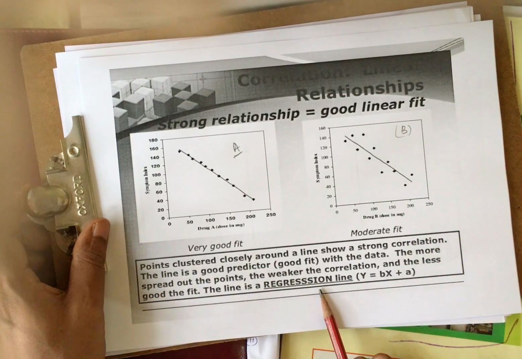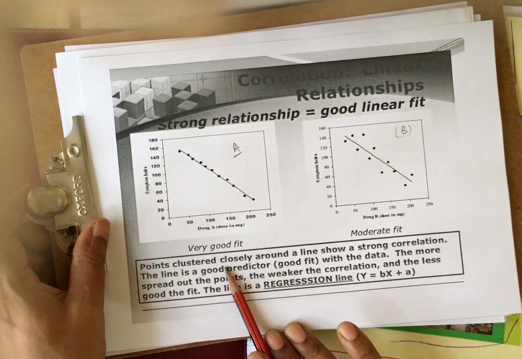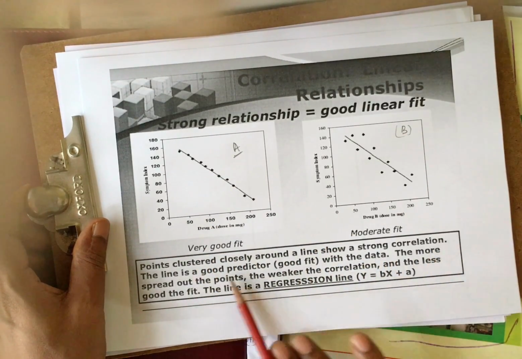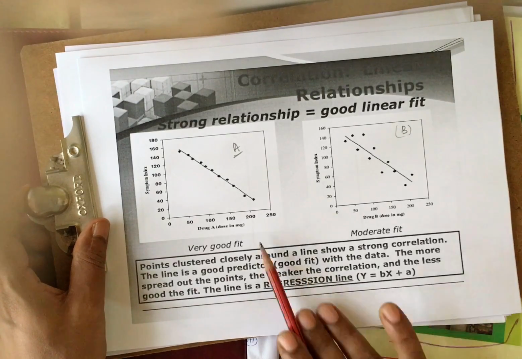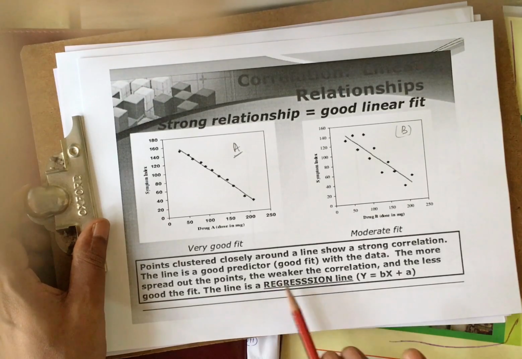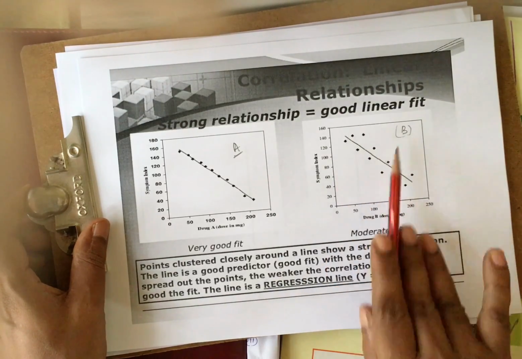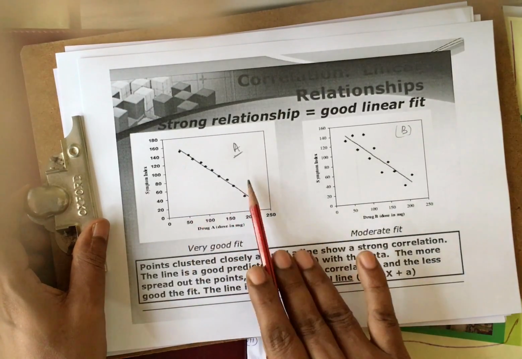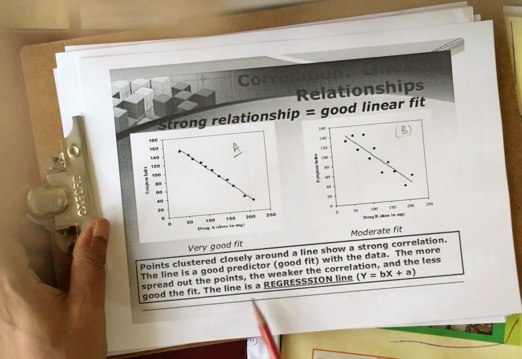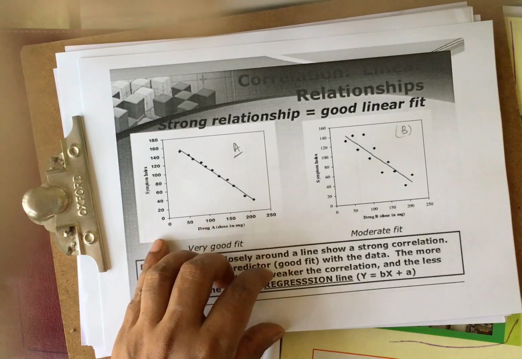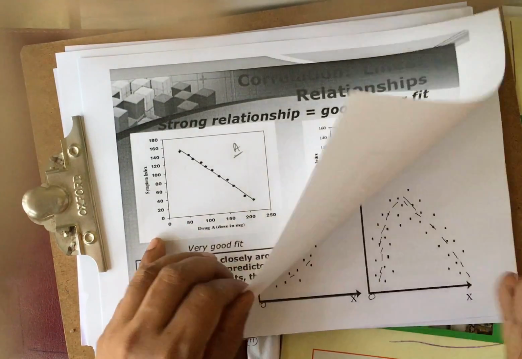The same thing is given here. The points clustered closely around the line show strong correlation. The line is a good predictor, a good fit with the data. The more spread out the points, the weaker the correlation. More spread means weaker correlation, and less spread means a very good fit. The line is the regression line, that is y is equal to bx plus a, or y is equal to a plus bx. Like that we can calculate.